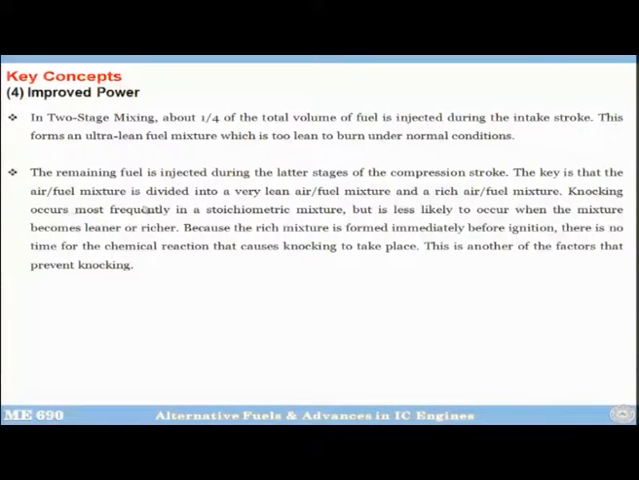Okay. So, knocking occurs most frequently in stoichiometric mixture, but it is less likely to occur when the mixture is either lean or rich. So, the knocking can be avoided because the rich mixture is formed immediately before the ignition. There is no time for chemical reactions that cause knocking to take place. Mixture formation takes place at the right time, close to the spark plug when you want it. It is not present all the time; it reaches the spark plug only when you are about to apply the spark. So, there is no time for chemical reactions and knocking can be prevented. This is another factor that prevents knocking.